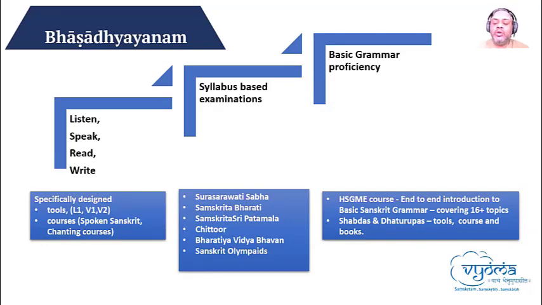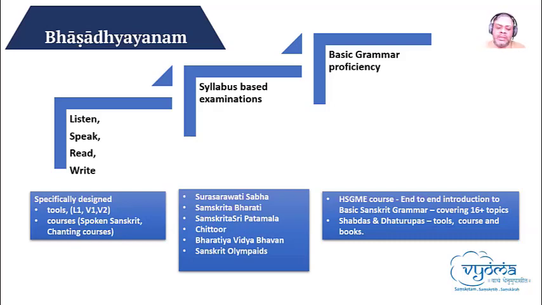The second step that you have to do in Bhashadhyanam is there are people taking different exams. So you have the non-formal Sanskrit institutions in this country, where you have Sura Saraswati Sabha, Samskrita Bharati, Samskrita Shri Pathamala, Chittur, Bharatiya Vidya Bhavan, Sanskrit Olympiads. These are some of the forums where you can study Sanskrit, the language, in a language way. You can study the language, and there are levels of examination.